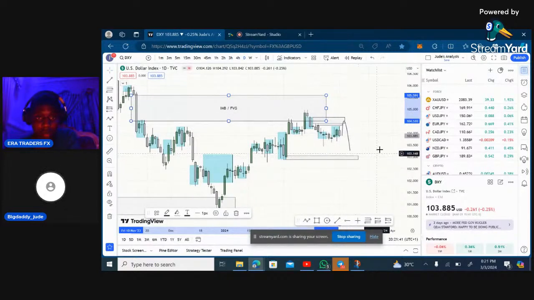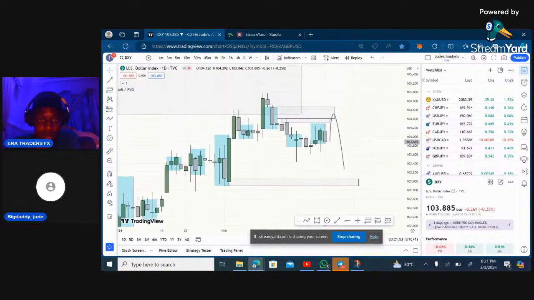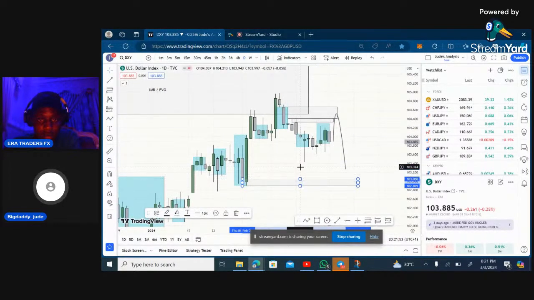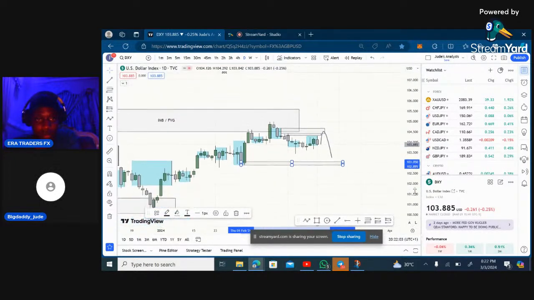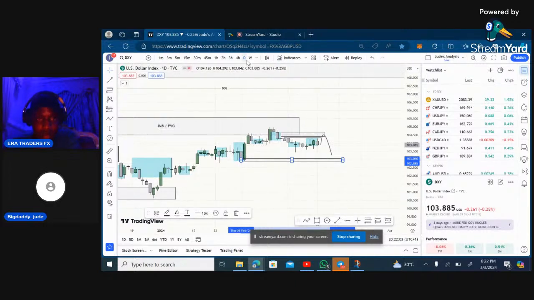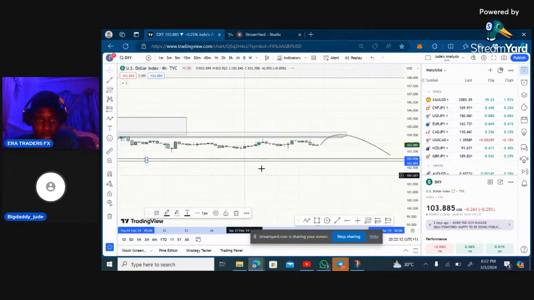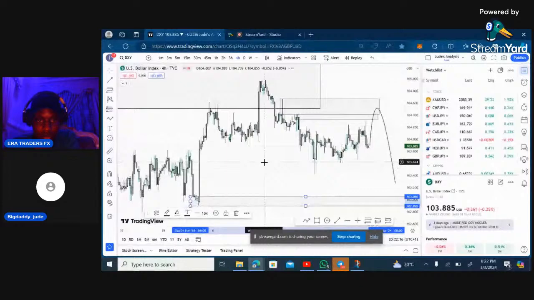Now I already marked out a zone here, as you can see on the daily time frame. I think I picked this zone on the 4 hour. So I expect this imbalance to hold price to this extent before pushing up to take out this draw on liquidity on the weekly time frame. So let me quickly show you how I got this 4 hour zone. Okay, I think this was where I got it from.